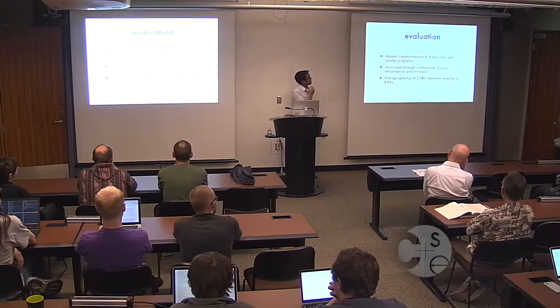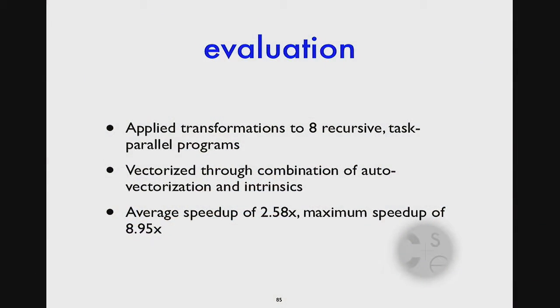So we applied this transformation to 8 different recursive task parallel programs. Vectorization happened through a combination of auto-vectorization and some intrinsics in places where the Intel compiler had some trouble realizing that if conversion could work and stuff like that. We get an average speedup of 2.58x. In the best case, we get about a 9x speedup.